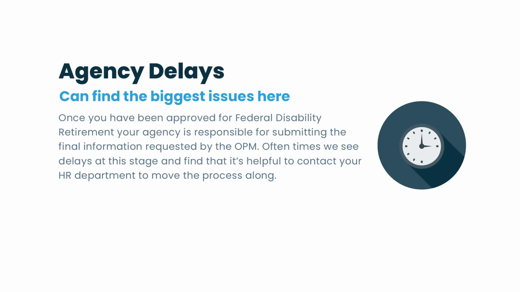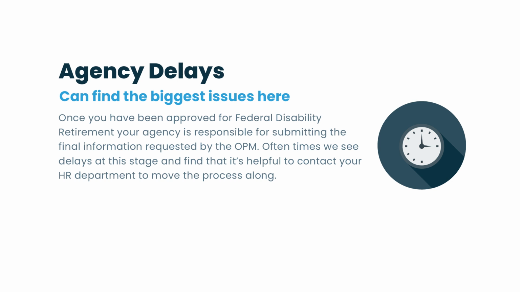But there are also some issues that can crop up with your agency in post-approval. Once you've been approved for disability retirement, it's your agency's responsibility to submit the final information that OPM requests to OPM. So this is going to be your last date and pay status generally, which will dictate when your annuity payments start and if you are going to receive any back pay. We do see some delays at this stage because, again, for all of the reasons we've already said, the agency may be unfamiliar, they may not process very many disability applications, or they may just be backlogged like everybody else is at this point.